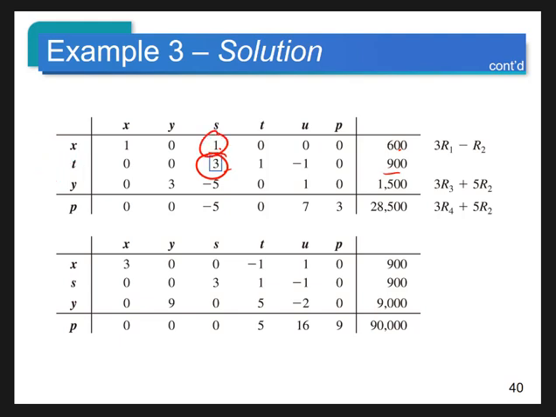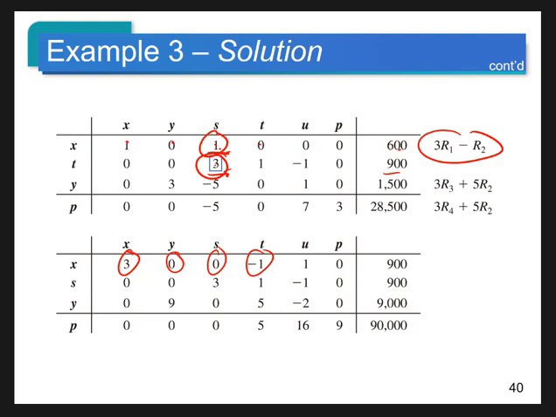Well, there's a 1 here, so row 1 is going to get used. We're going to do 3 times row 1 minus row 2. So 3 times 1 minus 0 is just 3. 3 times 0 minus 0 is just 0. 3 times 1 minus 3 is 0. 3 times 0 is 0, minus 1 is negative 1. Right on down the line. 3 times 0 minus negative 1 is a positive 1, and right down the line.